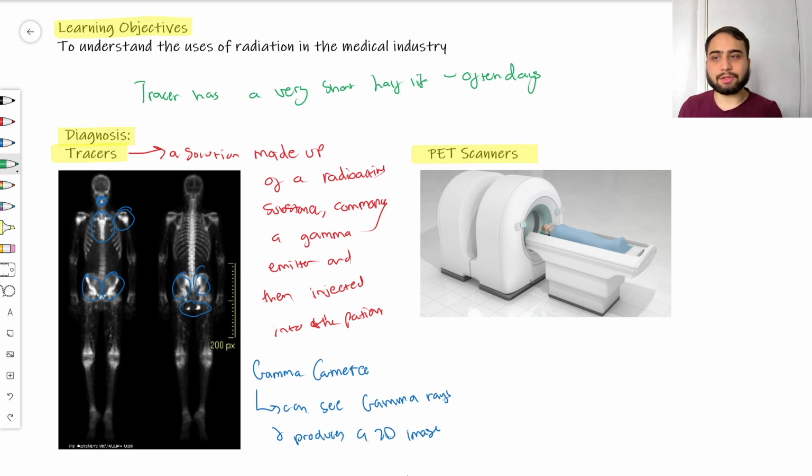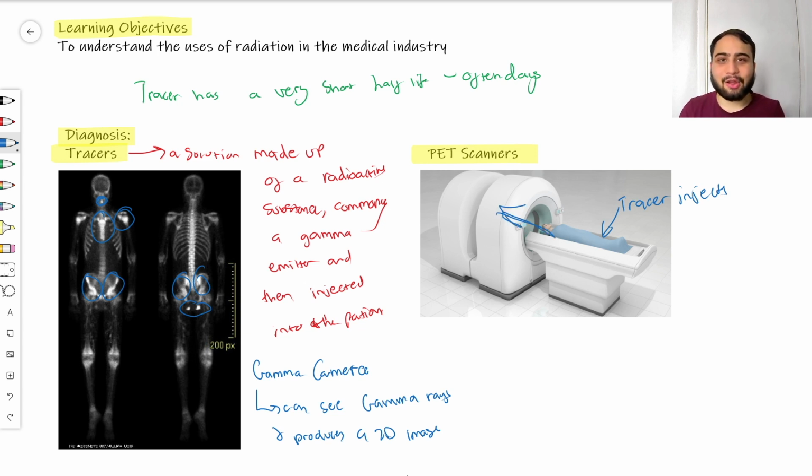Okay, so if we need a more thorough or deeper analysis than just a plain old gamma image, we can use something called a PET scan. So a PET scan is where we have our patient who still has the tracer injected in them, and they go into the PET machine.